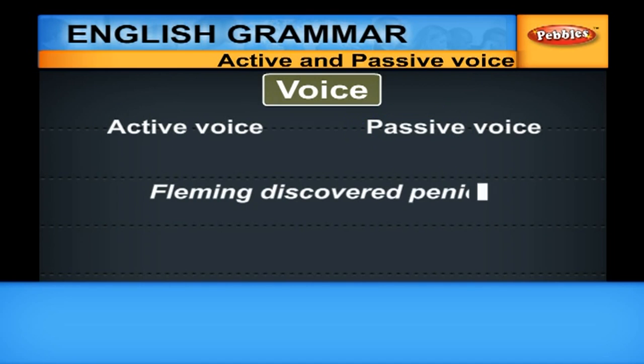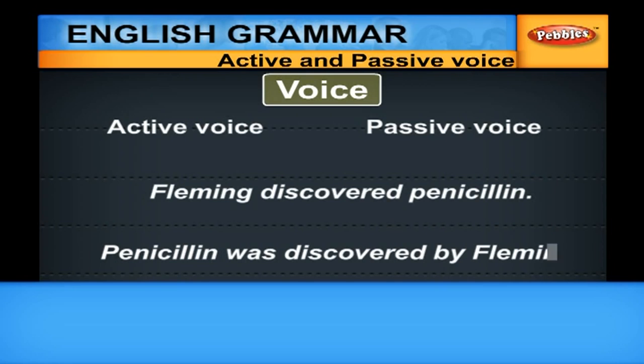Fleming discovered penicillin. Penicillin was discovered by Fleming. Can you see the difference? In the first sentence, Fleming discovered penicillin. The subject is Fleming. The sentence is about Fleming and what he did. What did Fleming do? He discovered penicillin.